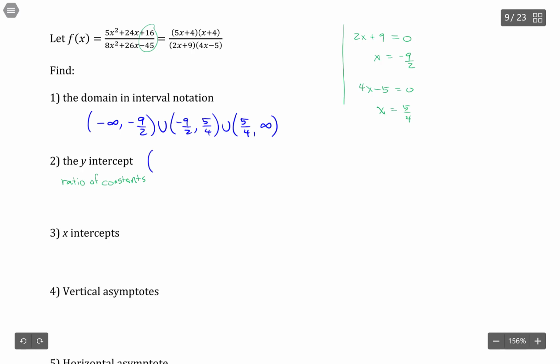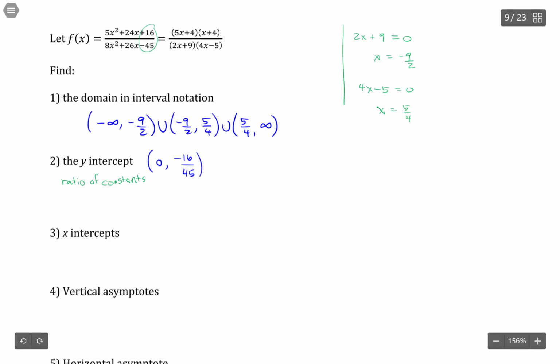So a y-intercept does occur at a point, so you need to make sure you write it as a coordinate pair. The x value of the y-intercept is always 0. Then 16 over negative 45. I don't think that reduces, so we'll just list it as negative 16 over 45. If you were to graph this, you might want to change it into a decimal just to make it an easier location to find. But since we're not graphing it, we'll just leave it as is.